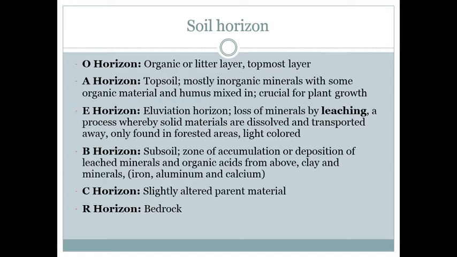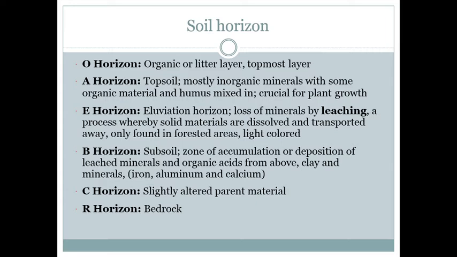And then we have also the A horizon, considered to be the topsoil. It is mostly inorganic mineral with some organic material and even humus mixed in. And this is also a crucial layer for plant growth. And then we have the E horizon, the eluviation horizon, where there is loss of minerals by leaching.